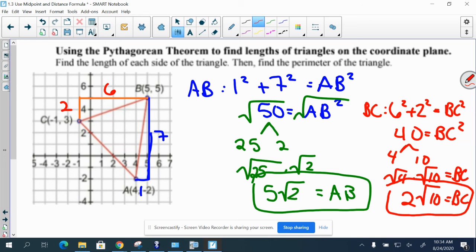Okay, so now what I'm going to have you do is find CA as an exit ticket. Find the length of CA using this method, and then find the perimeter. For the perimeter, you're just going to do it to the nearest hundredth, because adding these kind of numbers with different numbers under the square root is a whole other lesson. Okay, so we'll stop there.